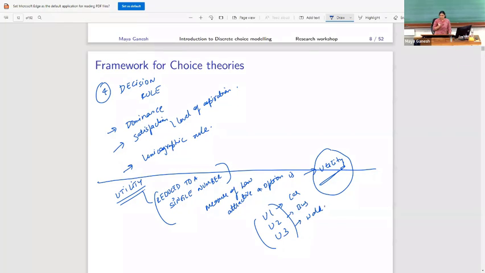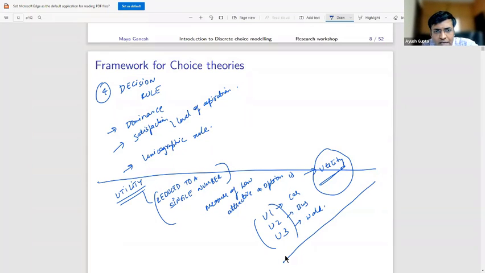Ma'am, one question. If we remove some of the constraints by using, let's suppose, the dominant strategy, then do we really need the second decision rule, that is the satisfaction level? So for instance, what do you mean by when you need?